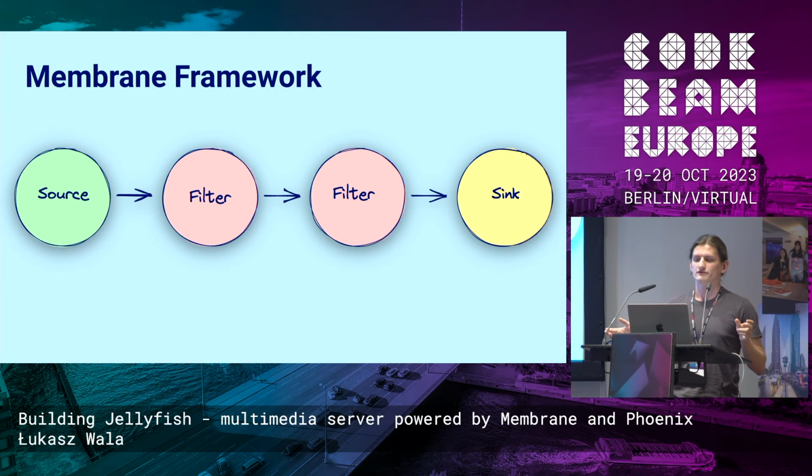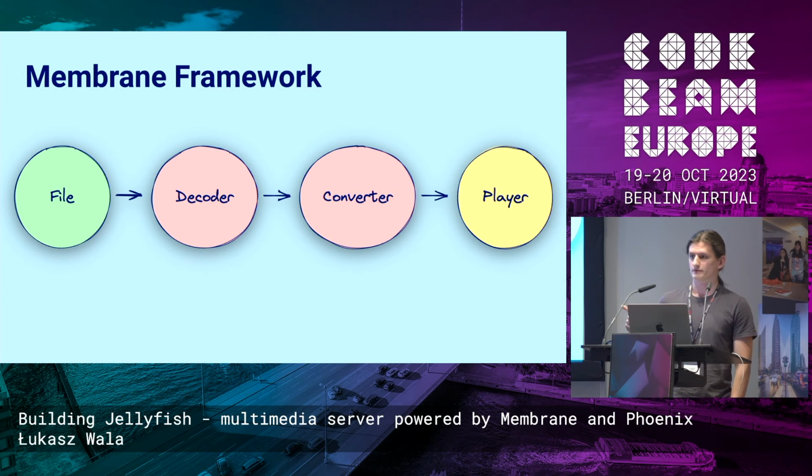Membrane is an Elixir framework that allows you to create multimedia pipelines. And basically, it's an abstraction over Elixir processes that allows you to connect these elements and add some functionalities that are required for media processing. So these are the three types of elements that are available in Membrane. These are the sources, which produce media or anything, basically. You are not constrained to using it for media. Then there's filters, which take some media, do something with it, and produce some media. And there's sinks, which only consume.